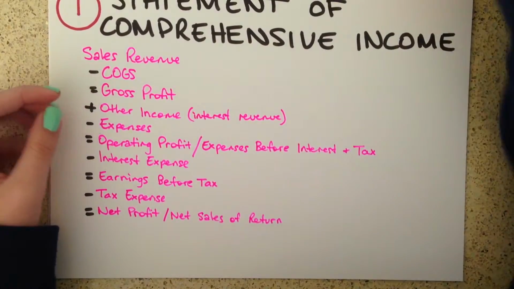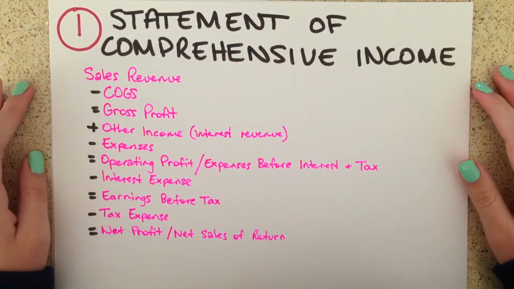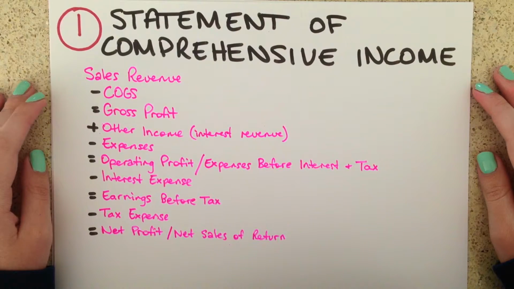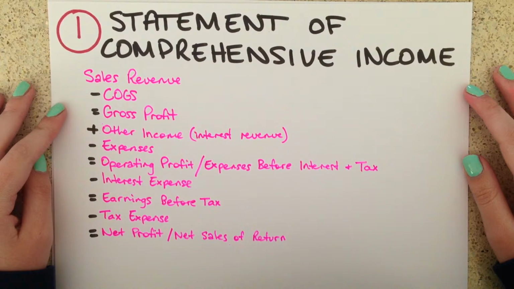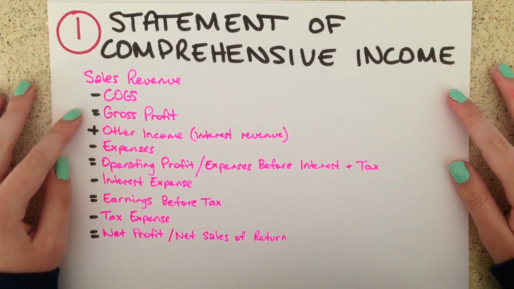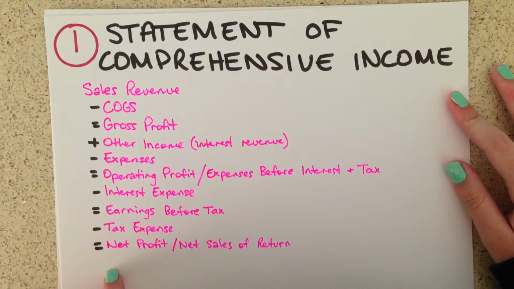First off, we'll look at the statement of comprehensive income, also known as the income statement. This is the reporting of a business's revenue and expenses, with the key component being revenues minus expenses equals net profit or net loss. I will be showing you a multi-step statement of comprehensive income.